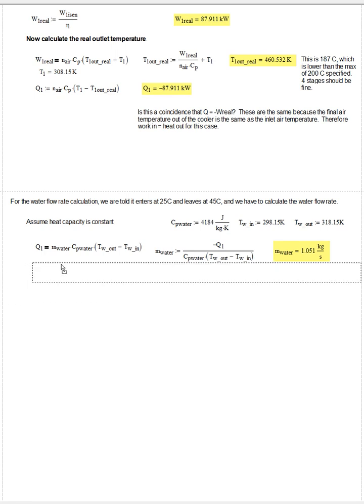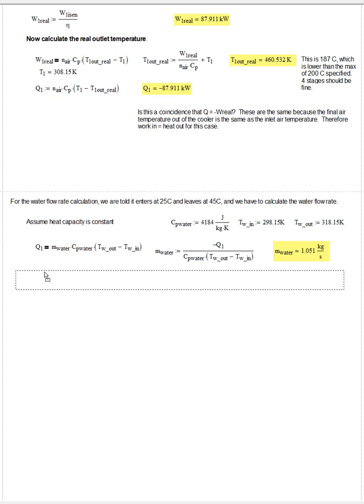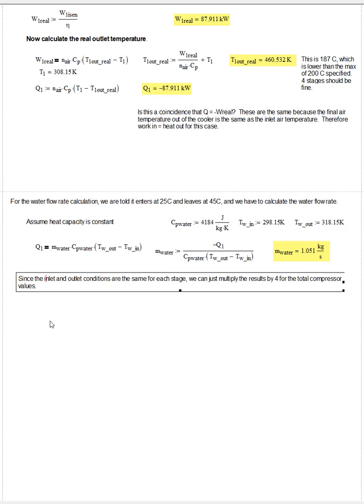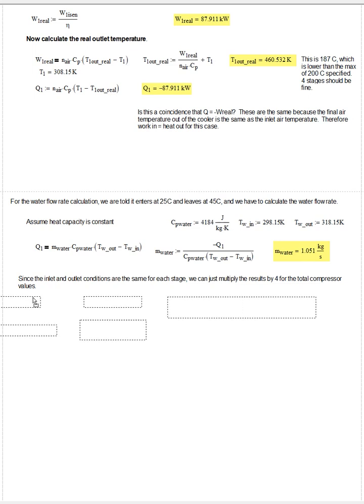or about 1 liter per second, if you want to convert that to a volumetric flow at a typical temperature somewhere between 25 and 45 degrees C. And so now we've completed all the calculations that are needed for stage 1. And what's nice about this particular problem is that our calculations for the following stages are exactly the same. Nothing changes. The inlet temperature is the same, the outlet temperature is the same, the flow rates are the same, the water flow rates are the same.